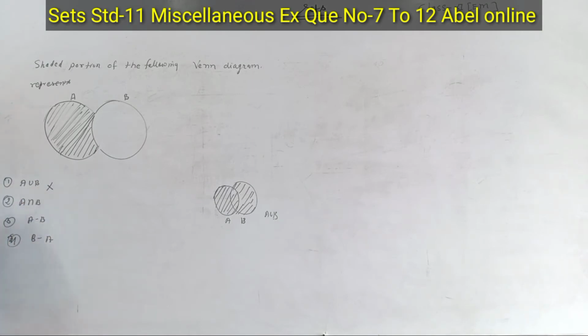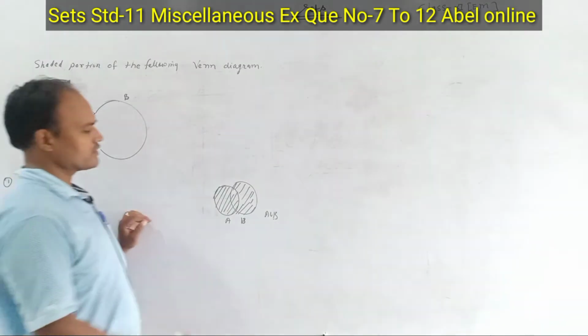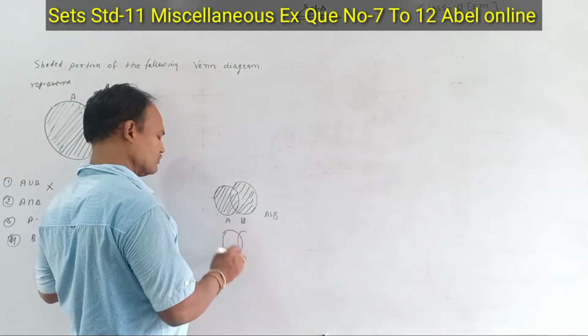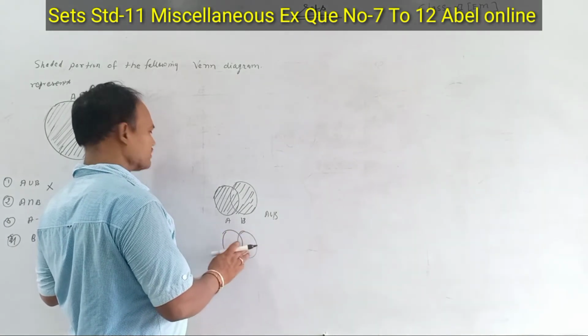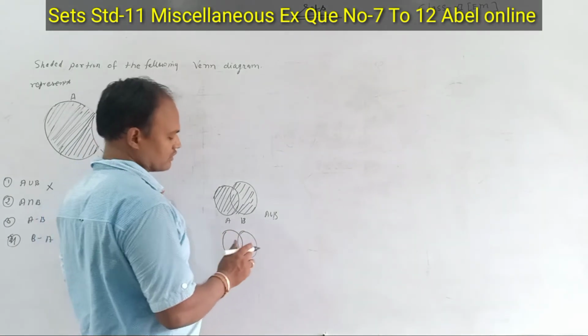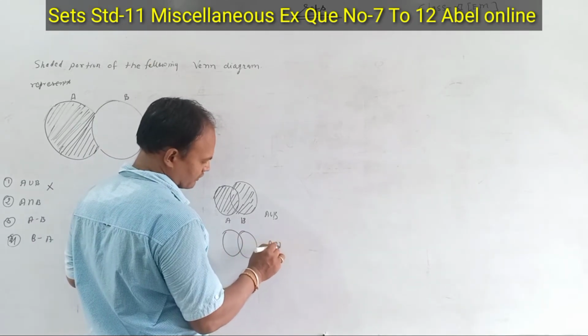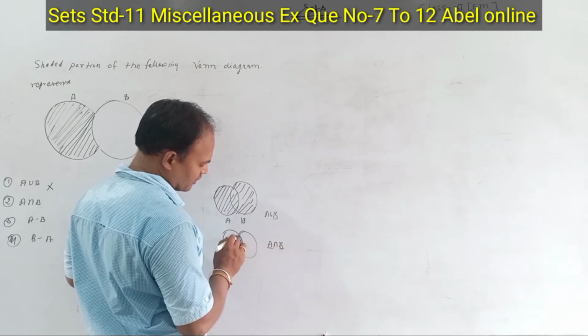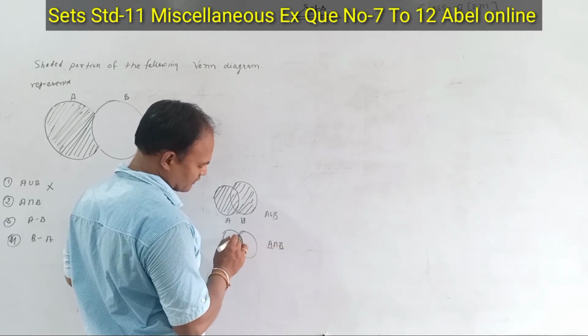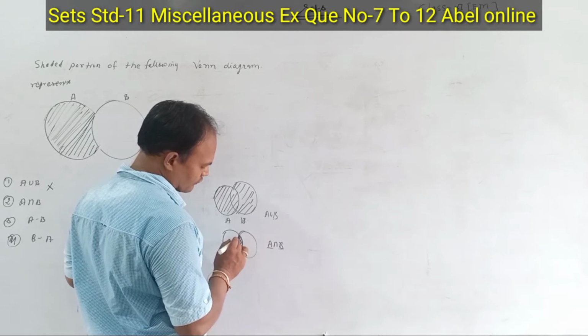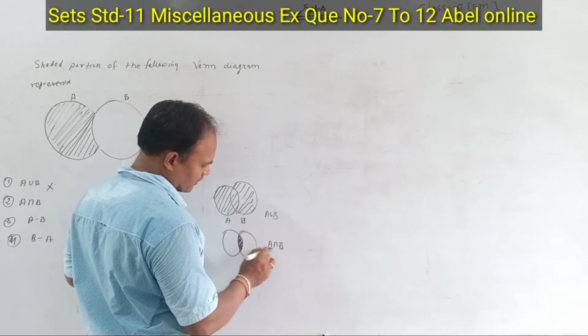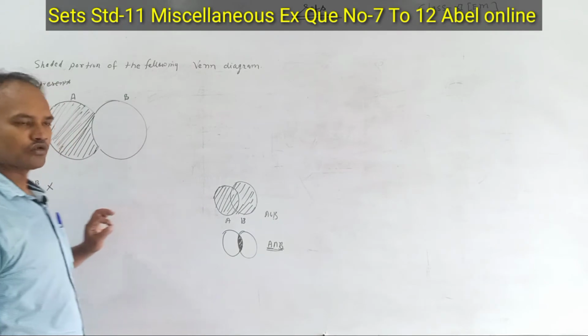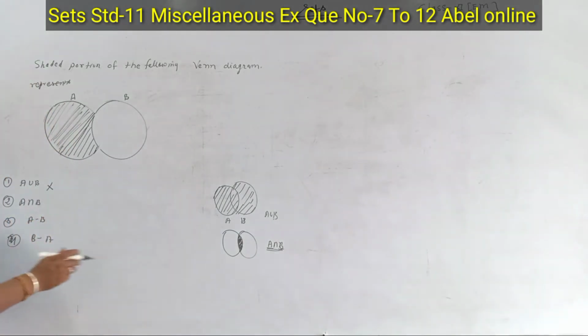Okay, now A intersection B. When we are saying there are two sets and they are overlapping each other, what is A intersection B? A intersection B means the middle part, the common part of A and B, is included. So your answer would be A intersection B here. It is not like this, so it is not correct.